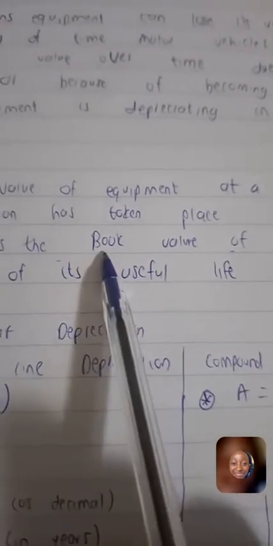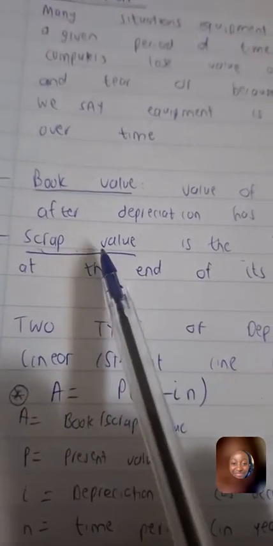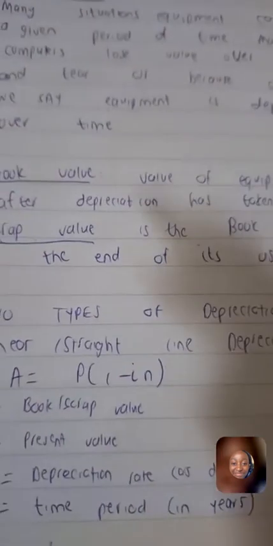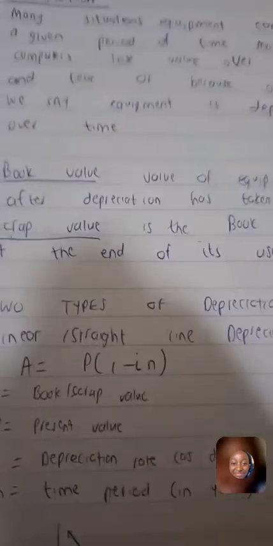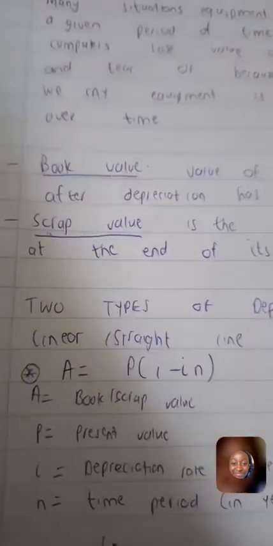So basically, the scrap value is the book value of that particular equipment at the end of its useful life. It's almost as if that's when that particular item can no longer be used anymore. So whatever the value of that equipment is, we refer to it as the scrap value when we can no longer use that item anymore. At the end of its useful life. So does that make sense? Yes. Okay, sweet.